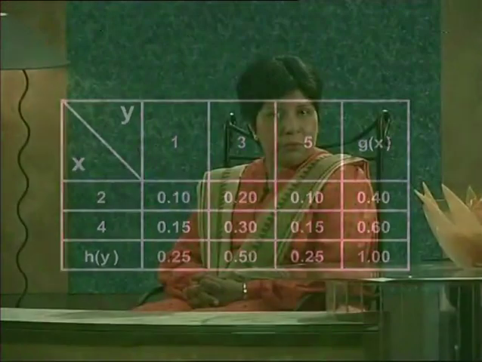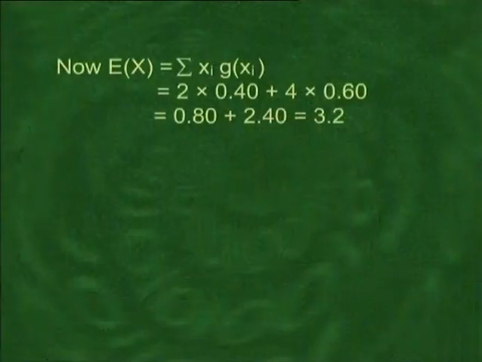Students, in order to compute expected value of x, our formula is sigma x into G of x, and applying this formula we obtain 0.80, which is the product of 2 and 0.40, plus 2.40, which is the product of 4 and 0.60. So, the expected value of x comes out to be 3.2.